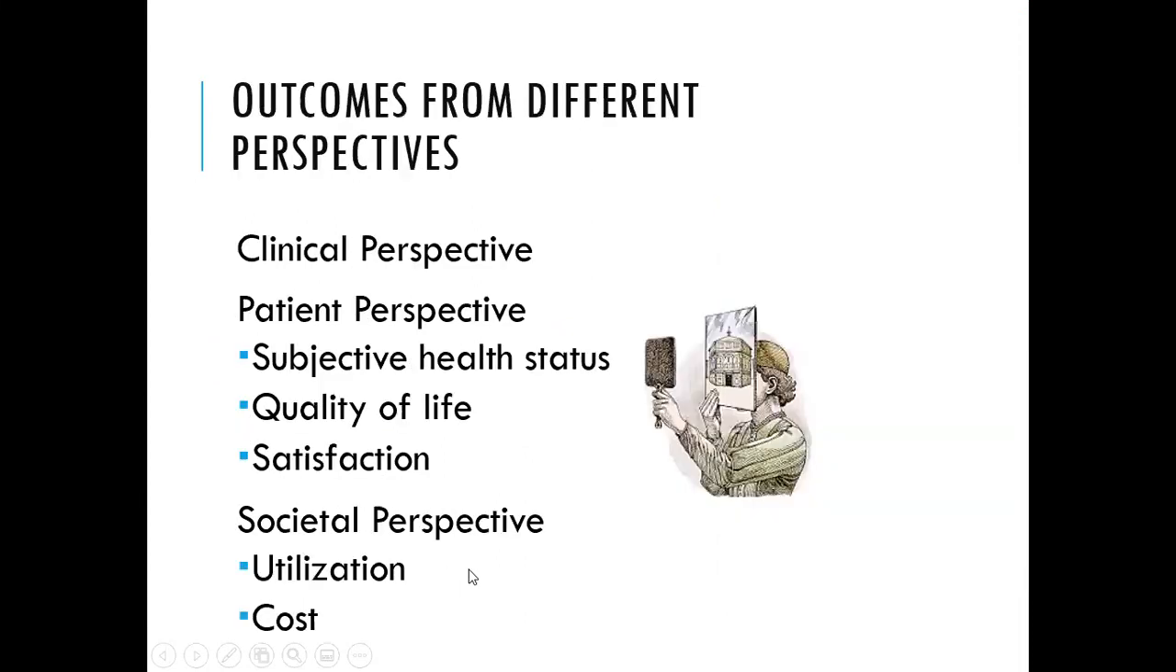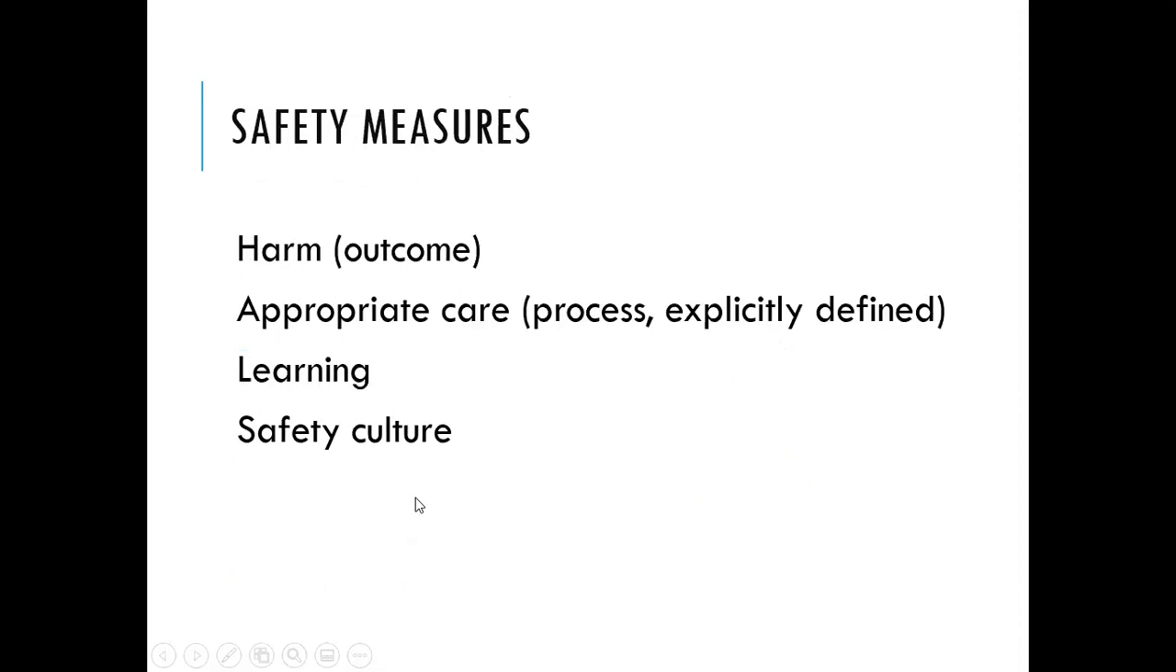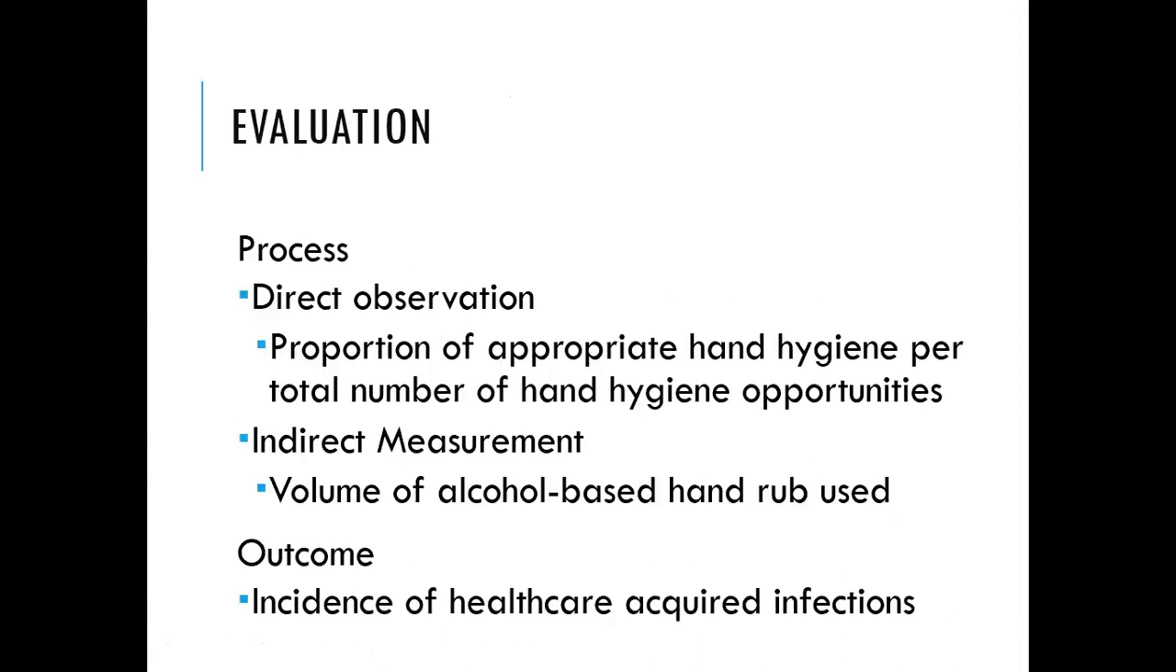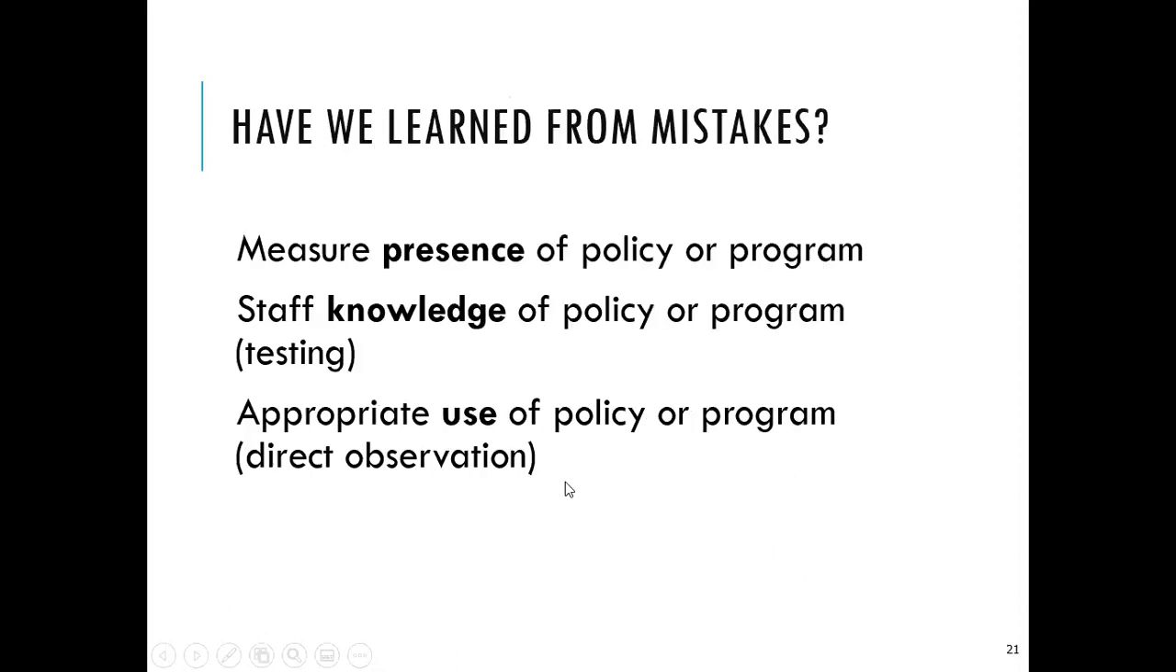Now, the various outcomes with different perspectives could be the clinical perspective, the patient's perspective, and the societal perspective, which includes utilization and cost, whereas the patient's perspective includes subjective health status, quality of life, and satisfaction. The safety measures could be the harm, the appropriate care, the learning, and the safety culture incorporated. We discussed this particular example, and we also talked about the evaluation process, which could be a direct measure, an indirect measure, or related to the outcome.